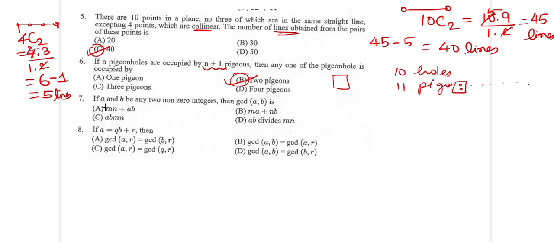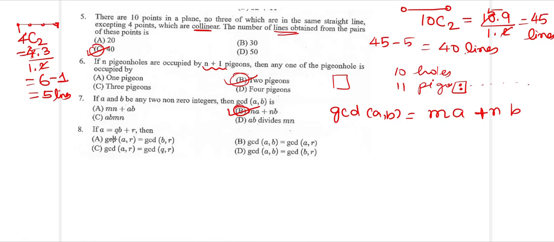A and B are any 2 non-zero integers. Then the GCD of A comma B is, by Euclidean algorithm, the GCD of any integers can be expressed as a linear combination. GCD of any numbers A comma B can be expressed as MA plus NB, that is a linear combination of the integers, and this expression is not going to be unique. You can form different ways in which it can be expressed, but it can be expressed as a linear combination of MA plus NB. This is by your Euclidean algorithm. Now the answer is MA plus NB, which is over here.